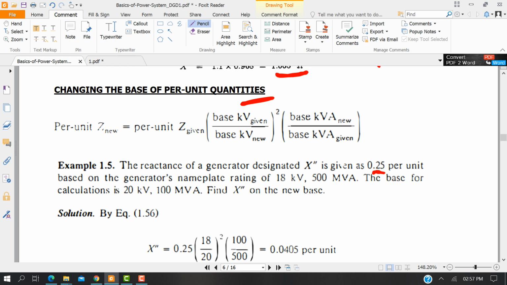And here you see the given values: 18 is given, and here the given value is 500.